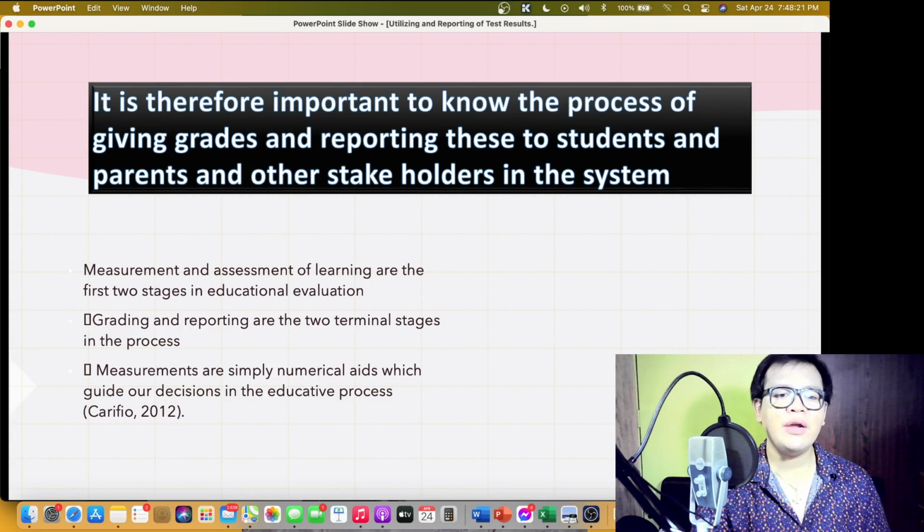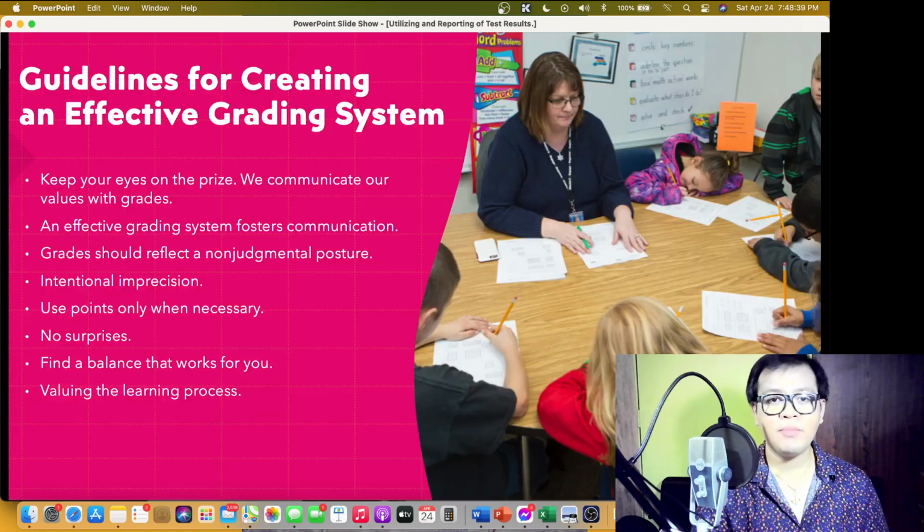So according to Carifio 2012, measurement and assessment of learning are the first two stages in educational evaluation. Grading and reporting are the two terminal stages in the process. At the same time, measurements are simply numerical aids which guide our decisions in the educative process. We also have guidelines for creating an effective grading system. We happen to know that you have to keep your eyes on the prize and we communicate our values with grades.